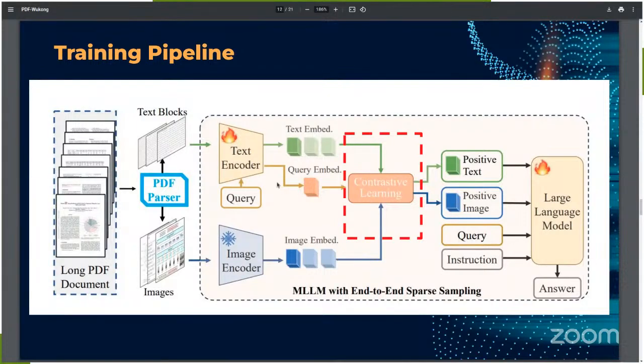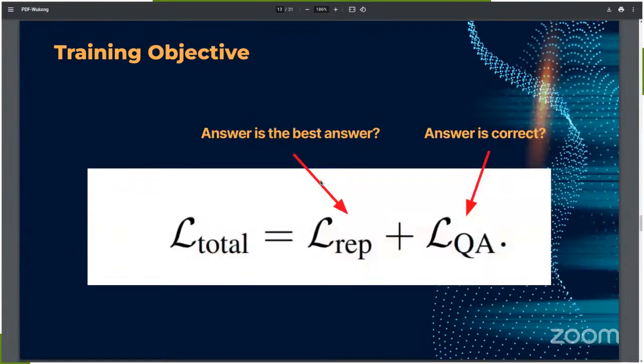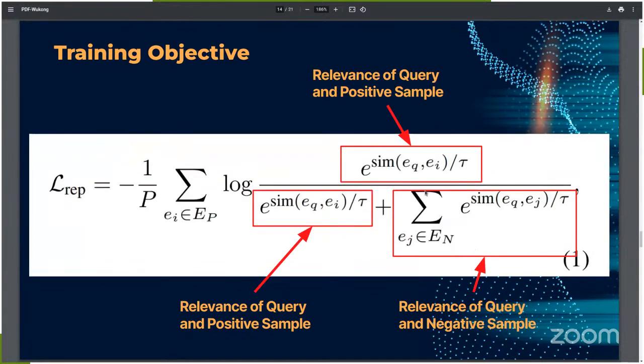So after calculating the similarity for the query and the text, we do not only want the model to be able to answer, but also select which answer is the best one. So the objective for this training would be that we have a representation loss, and then we have a loss for the question answer. So the quality of the answer depends on this equation for the loss.